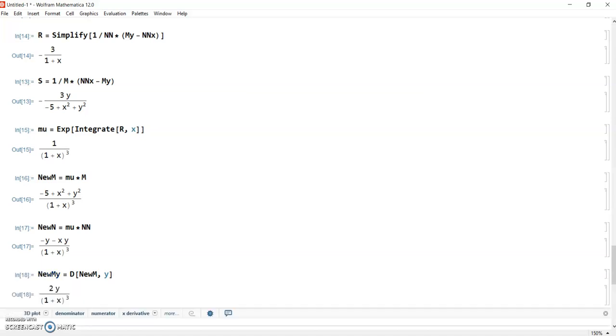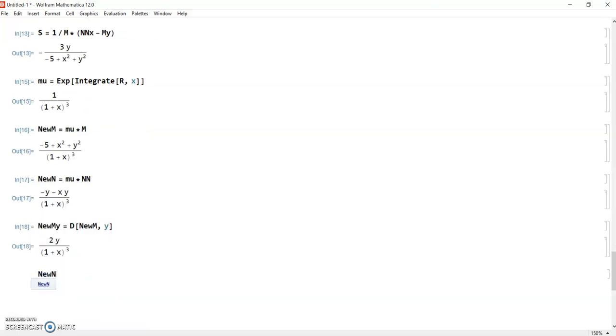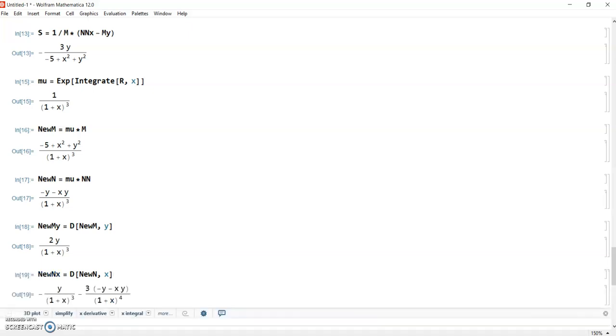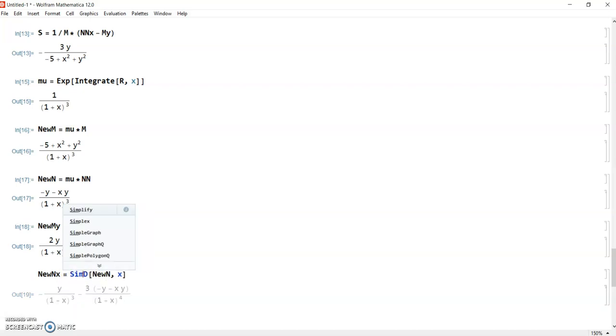And I can calculate the new N derivative with respect to x. It will be d of new N with respect to x. So it will be this. So it doesn't look the same, or maybe we need to simplify it. Yeah, let me simplify it.